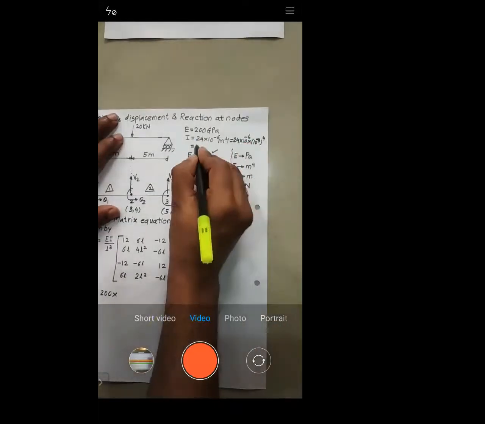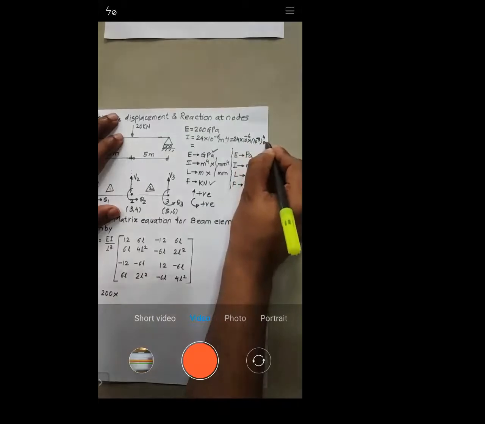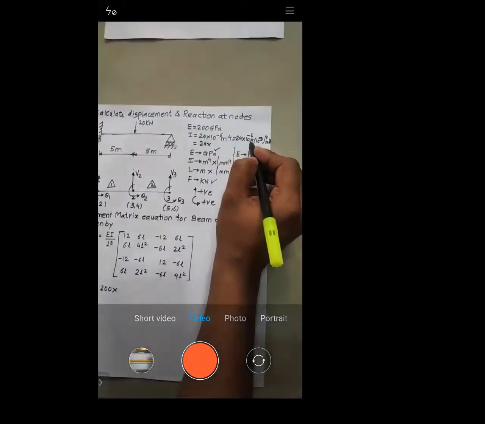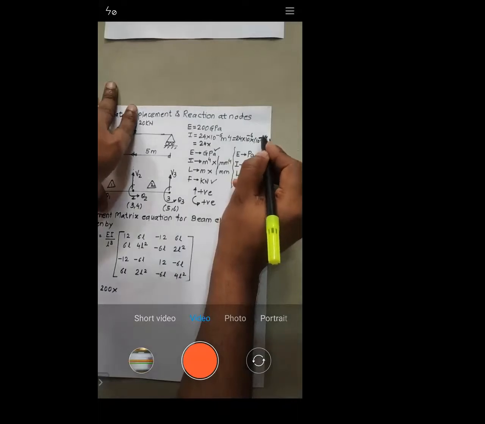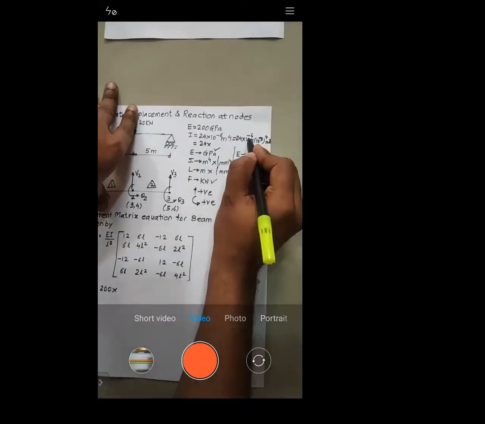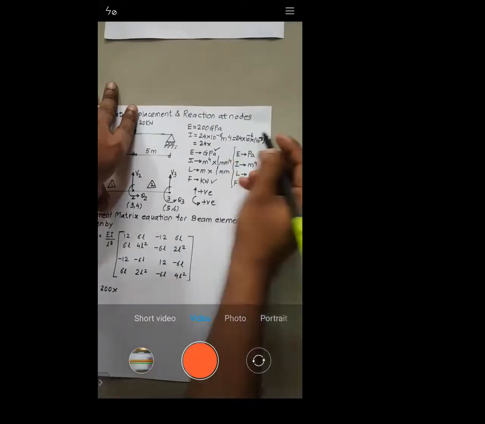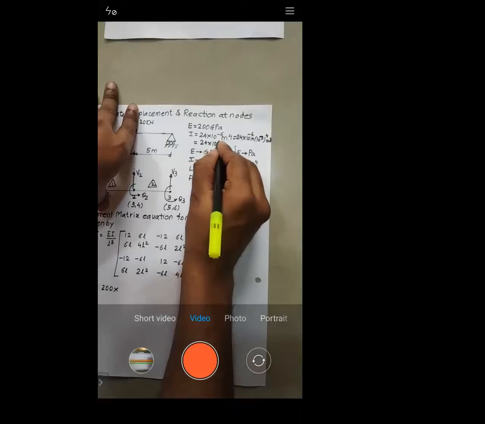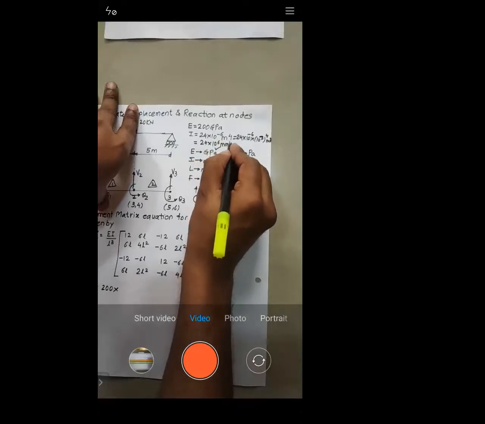So when you do that, this is 10 raised to power 12, so mm raised to power 4 gives 10 raised to 12. So what will you get? 24 into 10 raised to power minus 6, and this will come as 12, right? Plus 12, minus 6, it is 6. So it is 10 raised to power 6 mm raised to power 4. Is it okay?